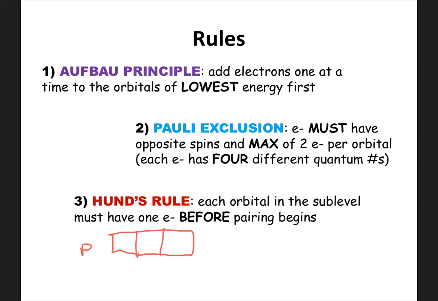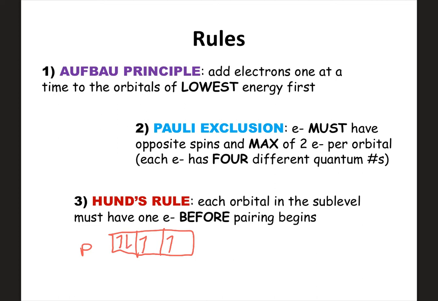You can put at most 2 electrons in each box. So if I had 3 electrons, Hund's rule says I have to put 1 in the first box, 1 in the second, and 1 in the third, because I have to have 1 in each orbital. We draw electrons with these half arrows. What if I had a 4th electron in this P sublevel? Then I could go back and pair up.